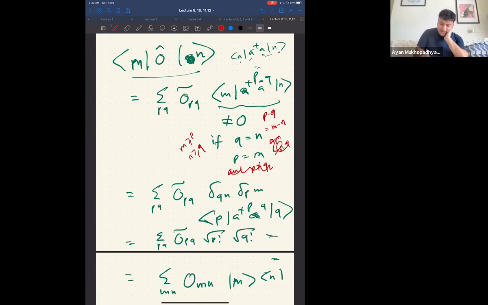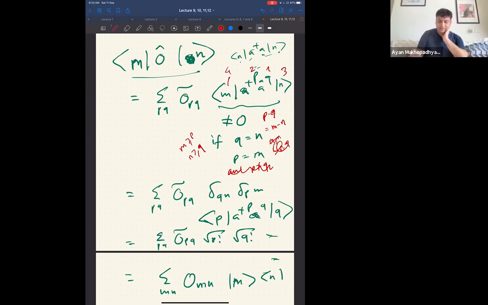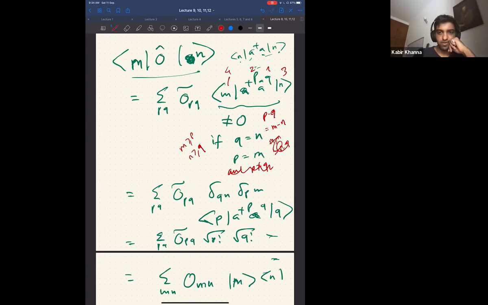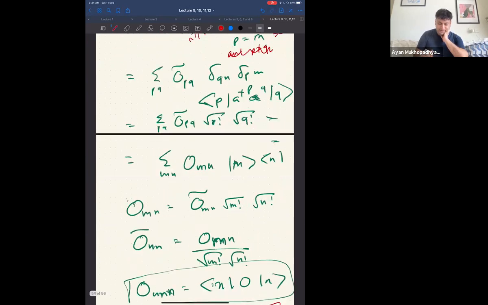Suppose you have N equal to 3, Q equal to say 1, P equal to say 2, and M equal to 4. Right. But 4 minus 3 is equal to 2 minus 1. So let's see if this is a non-zero element. When you act once with A hat on 3, you get 2, and 4 minus 2 is also 2. So you will get a non-zero matrix element, right? Excellent. So basically you have to take into account a lot of terms, and therefore it is a little bit more complicated, as you correctly noted.